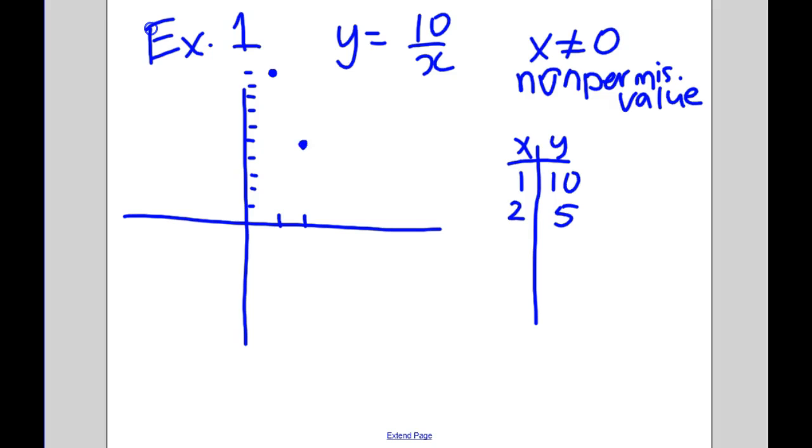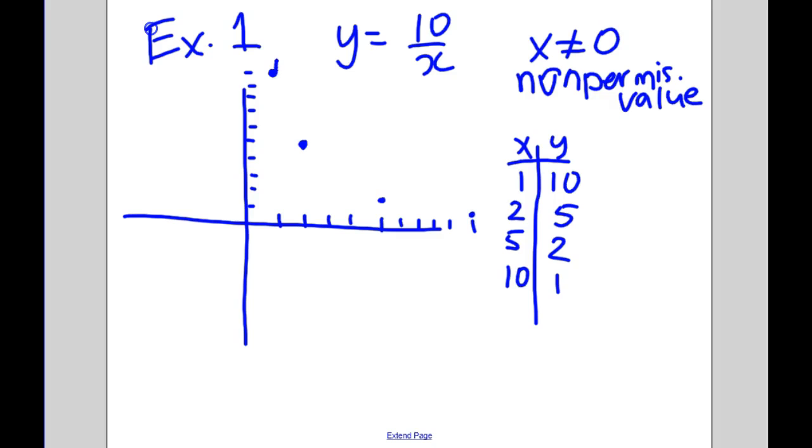And then what if we had, I'm just trying to pick even numbers is all I'm doing. You could do decimals and you'll get the shape of how this is going. What if I had x is 5? 10 divided by 5 is 2. So that would mean my y is 2. And then what if my x was 10? My y would be 1. So 10 on the x and 1 on the y.